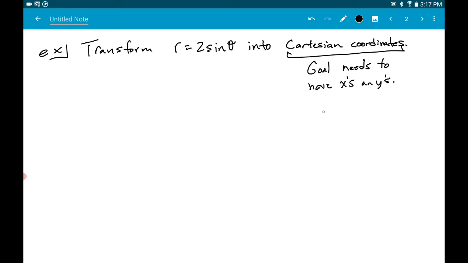And what we have to work with is these three definitions. We have that x is r cosine theta. This is your cheat sheet for today. y is r sine theta. And x squared plus y squared is r squared. These are your go-tos.